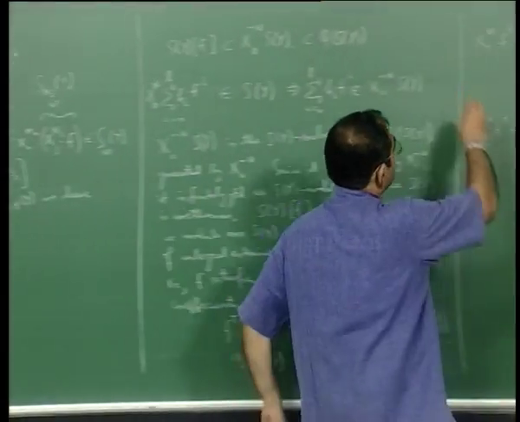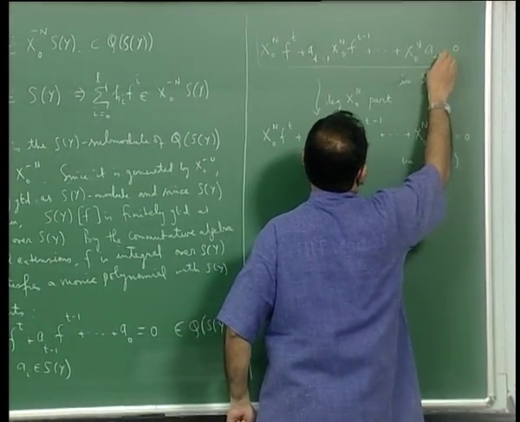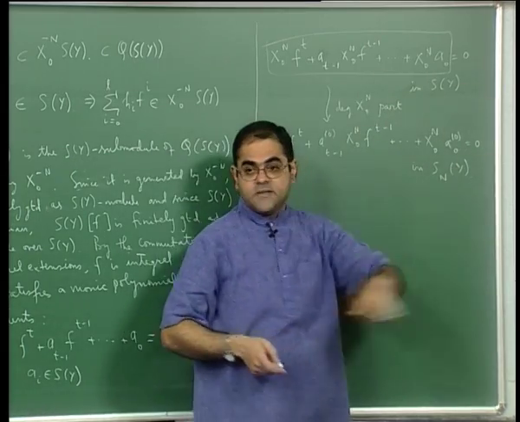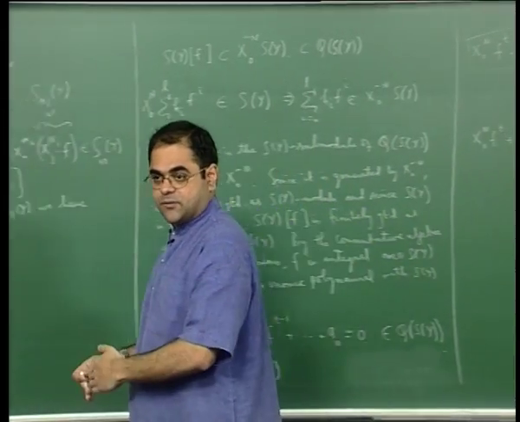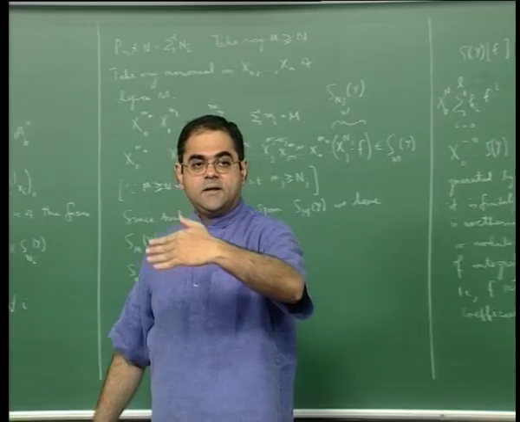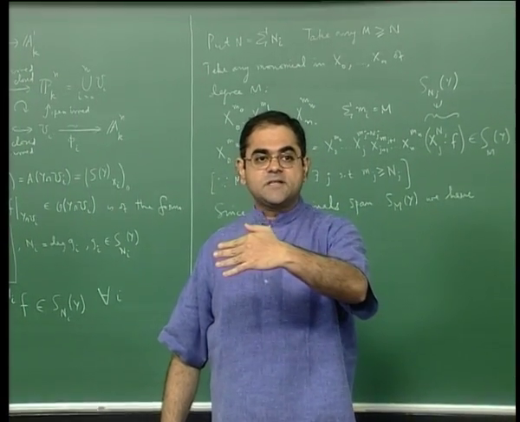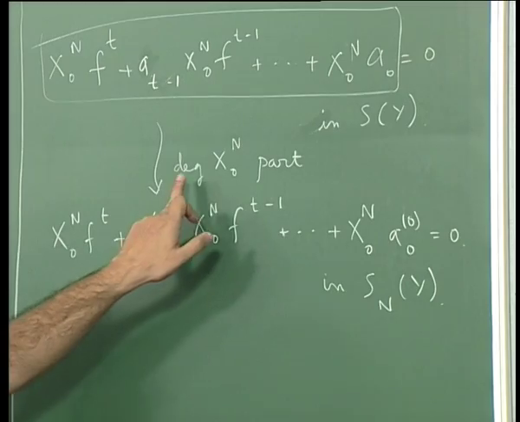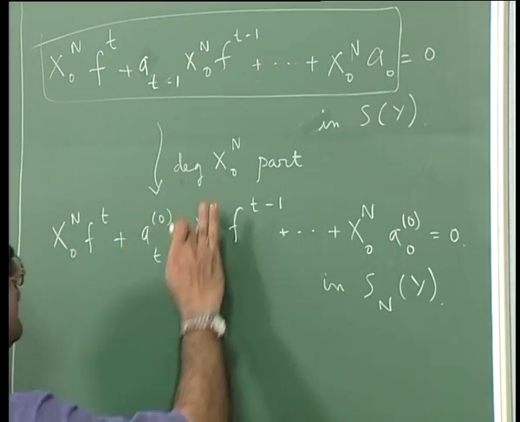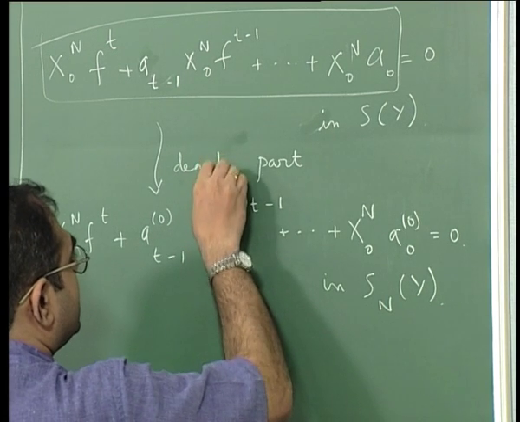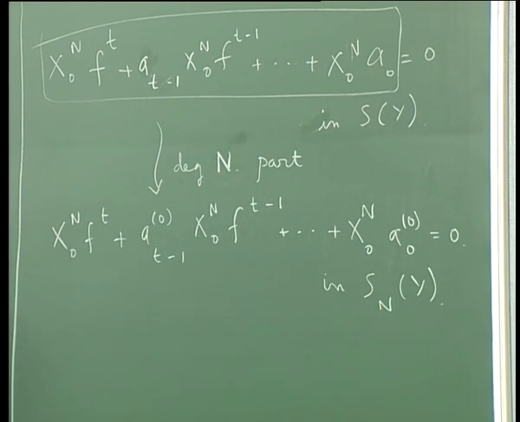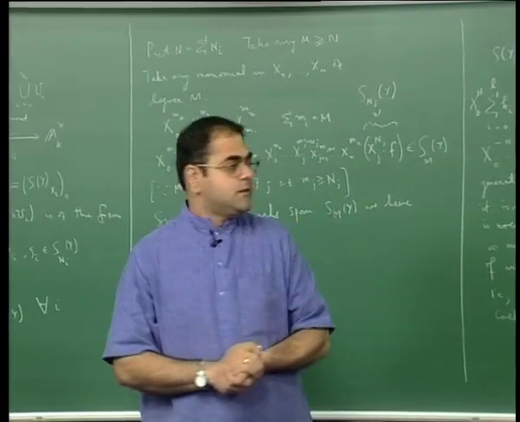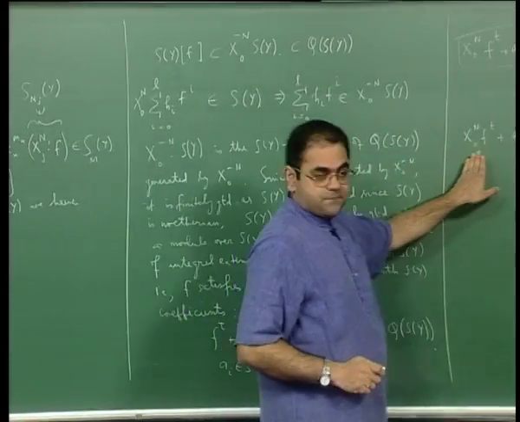So this element on the left side is an element of SY, which is a graded ring. The fact that it is equal to 0 means that each of its homogeneous pieces is 0. And what is the minimum degree homogeneous piece? The minimum degree homogeneous piece is capital N. So I should not say degree x0 to the power of n, I should say degree n. I am taking the degree n part, the lowest degree part. So I end up with this, alright.